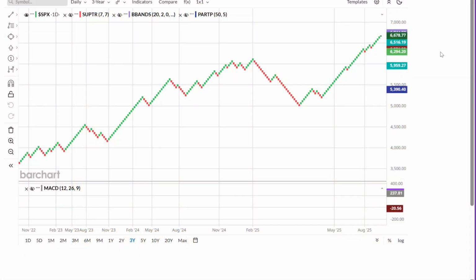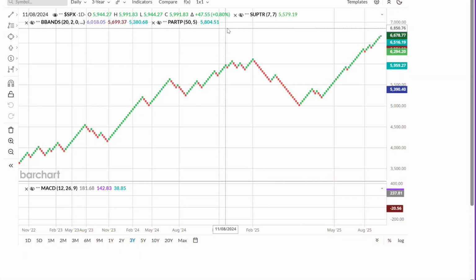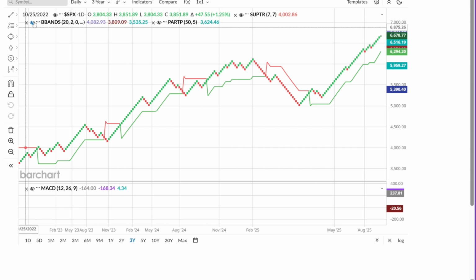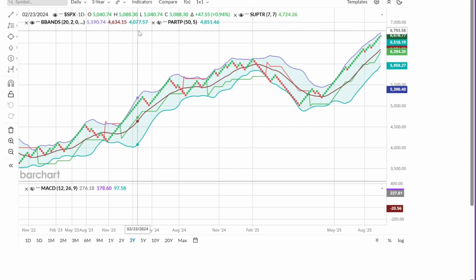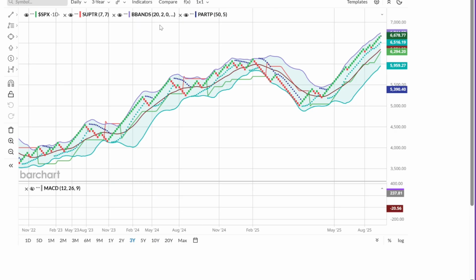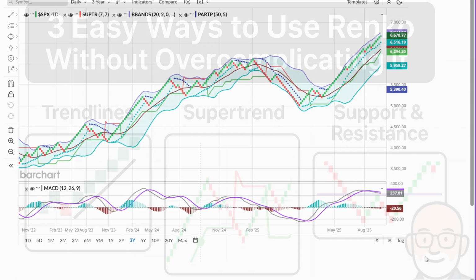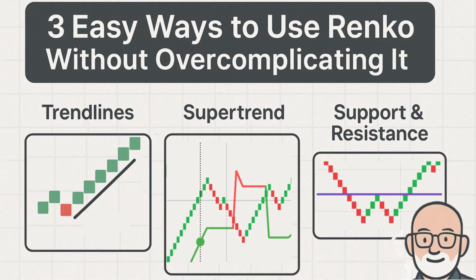Renko charts don't have to be complicated. You don't need a pile of indicators or endless backtesting to benefit from them. In today's video, I'll show you 3 simple and effective ways to use Renko. They are Trendlines, Supertrend, and Support and Resistance. These methods are clean, visual, and easy to apply.